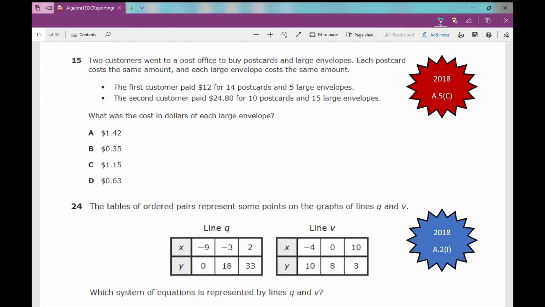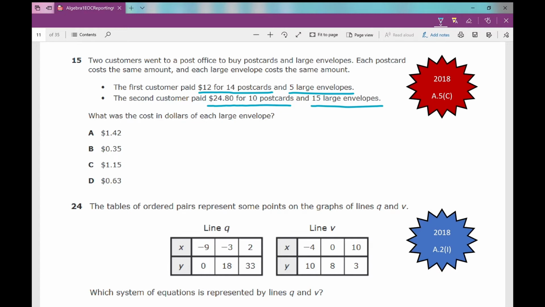Number 15. Two customers went to a post office to buy postcards and large envelopes. Each postcard cost the same amount, and each large envelope cost the same amount. The first customer paid $12 for 14 postcards and 5 large envelopes. The second customer paid $24.80 for 10 postcards and 15 large envelopes. What was the cost in dollars of each large envelope?